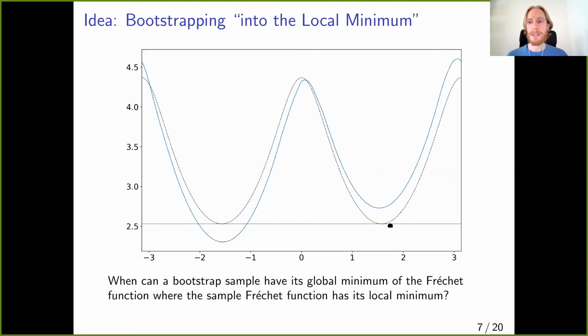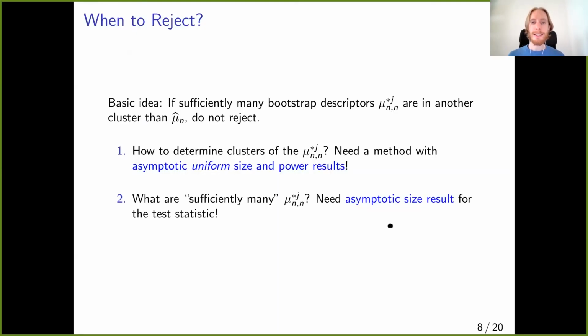But of course, this isn't yet a hypothesis test. We don't have a level yet and so on. We don't really know how to do the testing now. So the idea is, if sufficiently many bootstrap descriptors are in another cluster, so in that case near plus pi half, right? If sufficiently many of these bootstrap means are in this second cluster, then we should not reject, right? Because then we cannot be sure whether this is actually significant. But this immediately begs two questions, namely first, how do we determine clusters of the bootstrap descriptors?